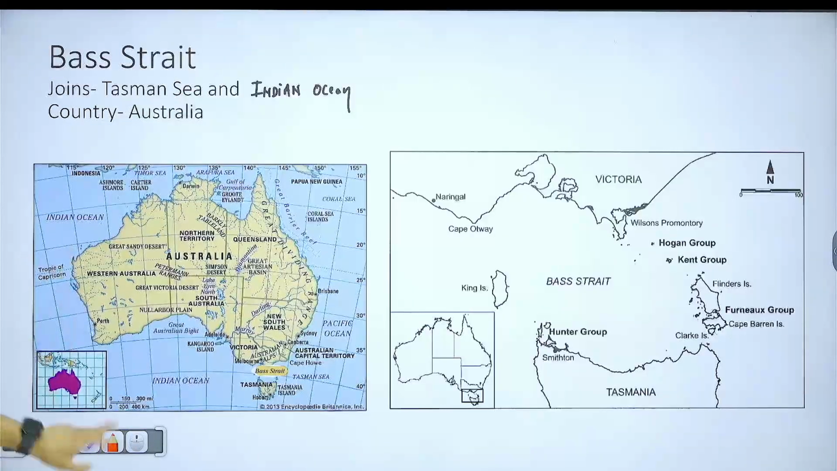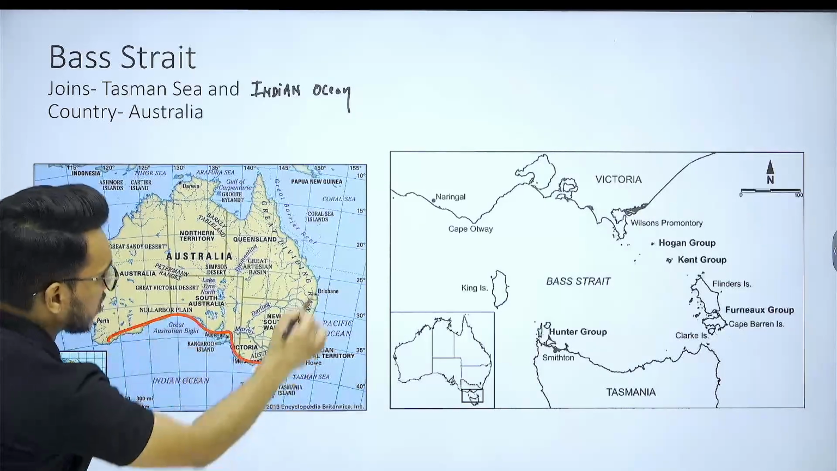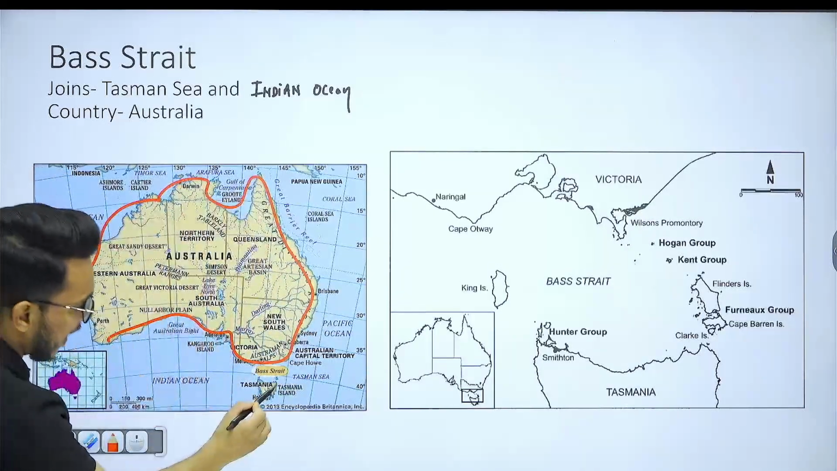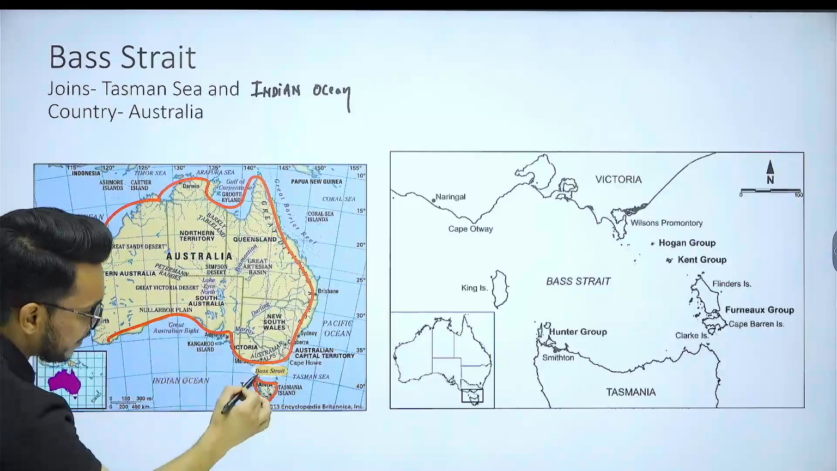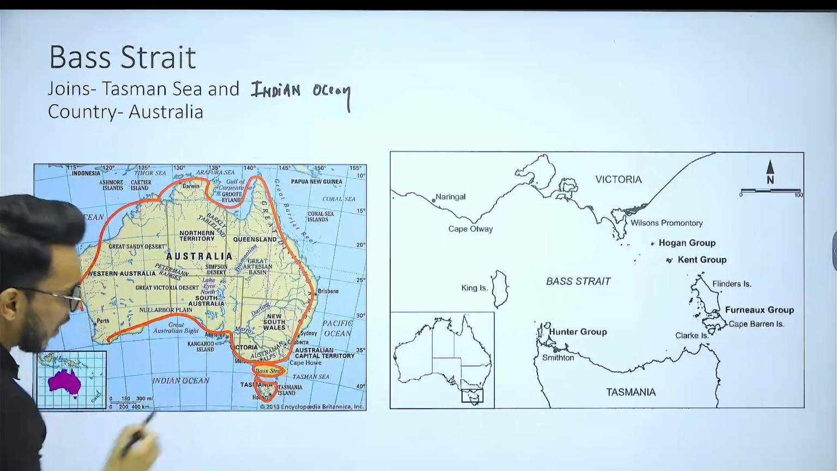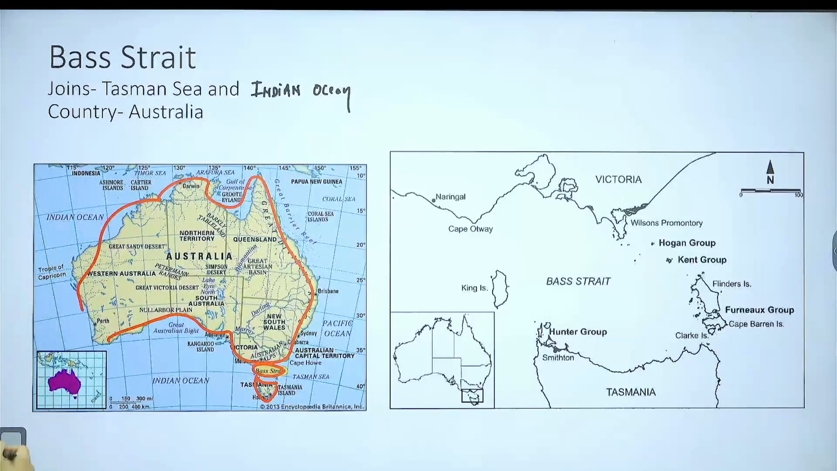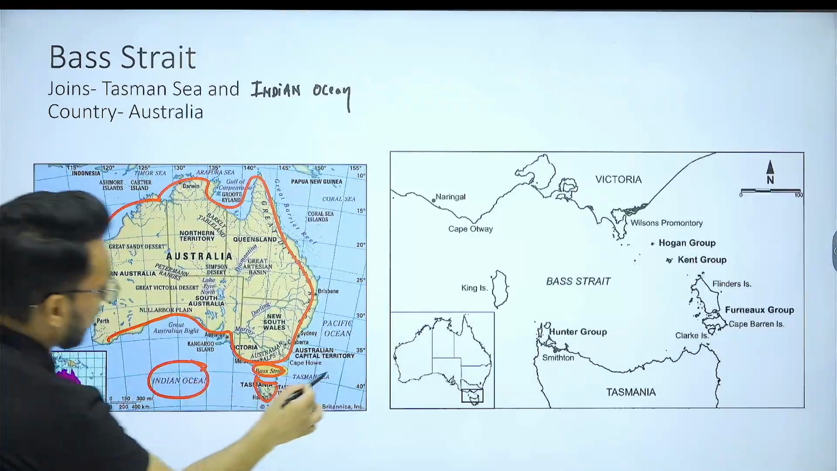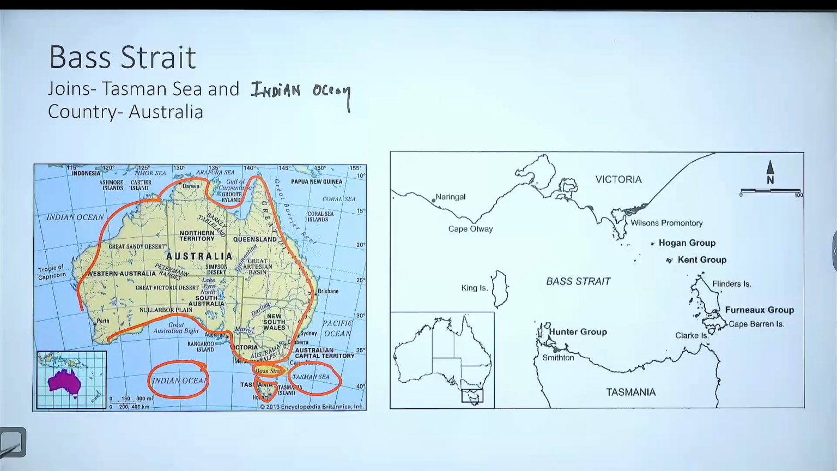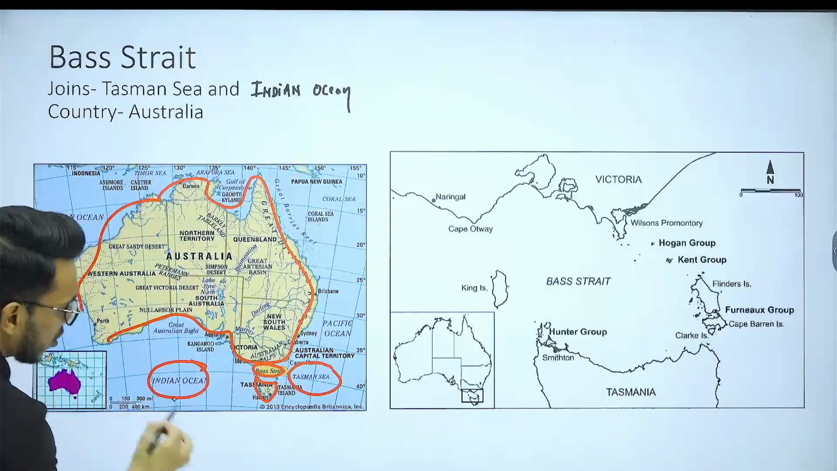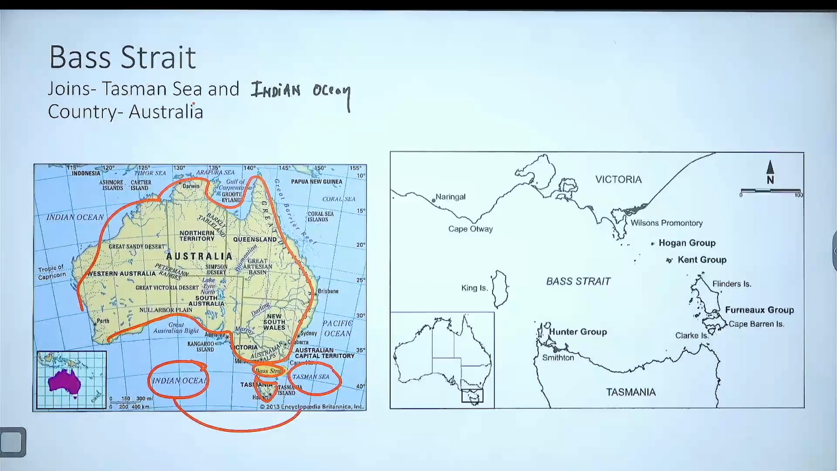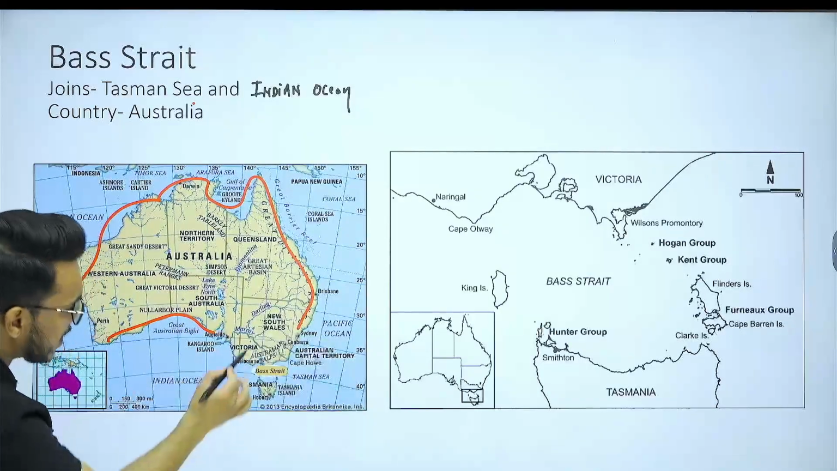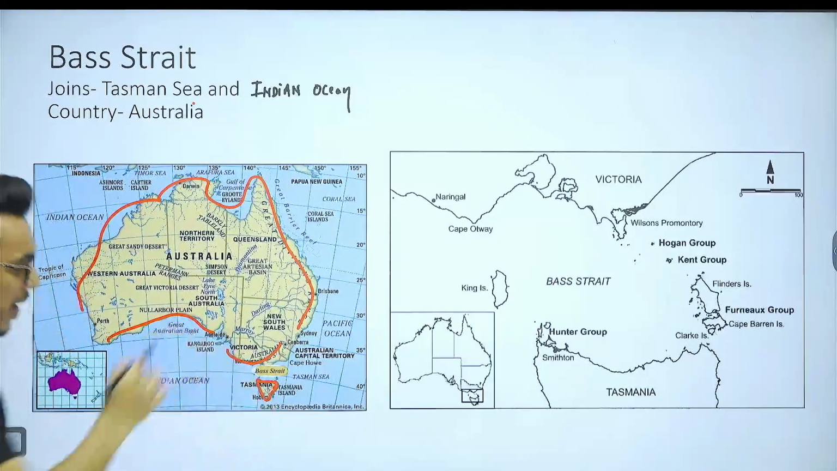The next, Bass Strait. Now, here we have Australia, here we have Tasmania, and here there is Bass Strait. What does Bass Strait do? Bass Strait connects the Indian Ocean with the Tasman Sea, and it lies between Australia and Tasmania.